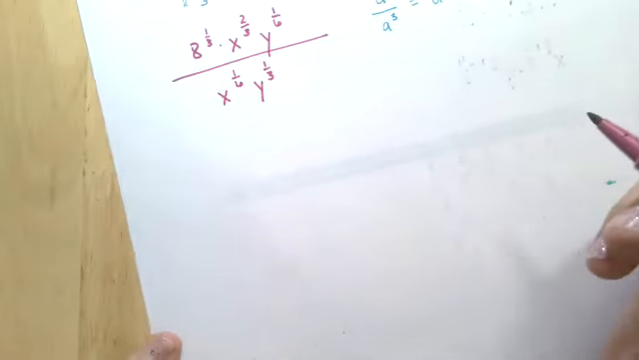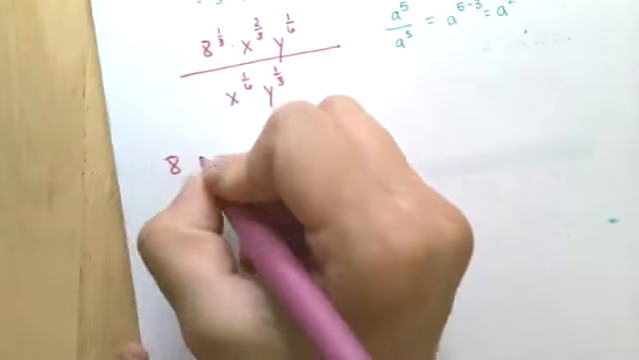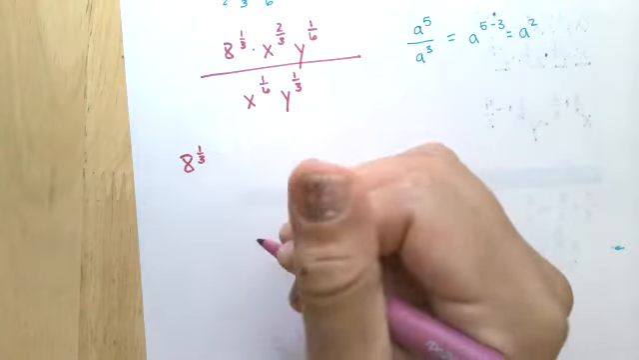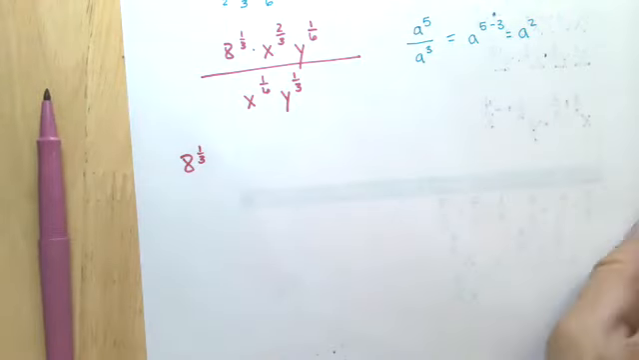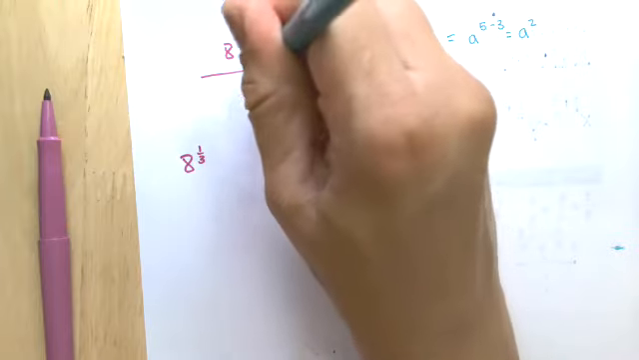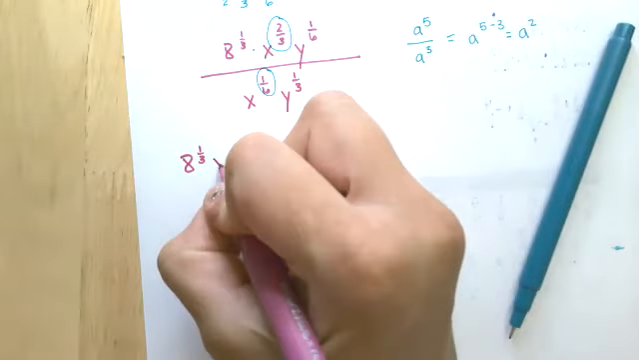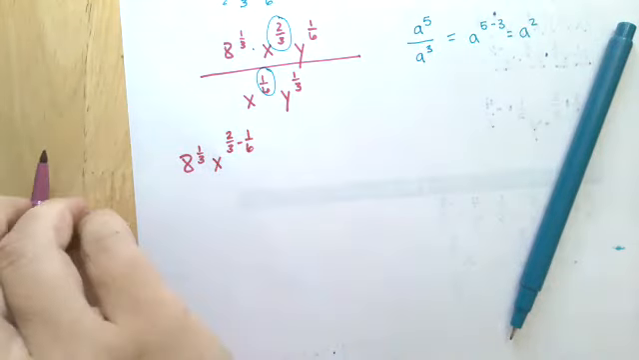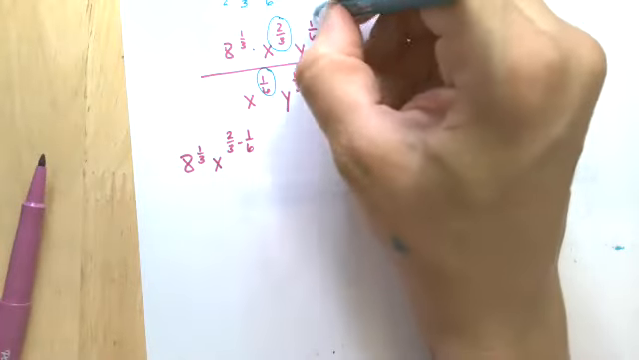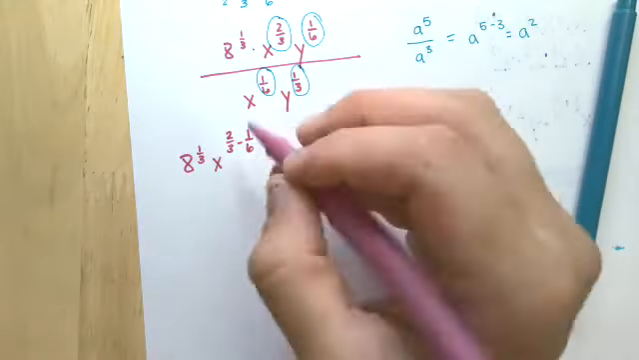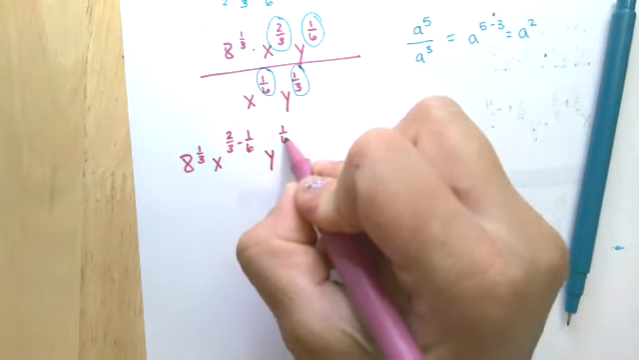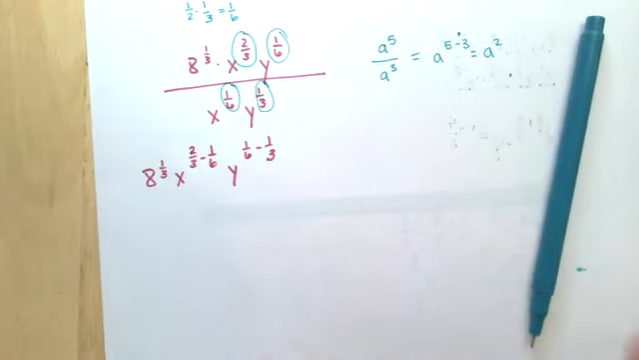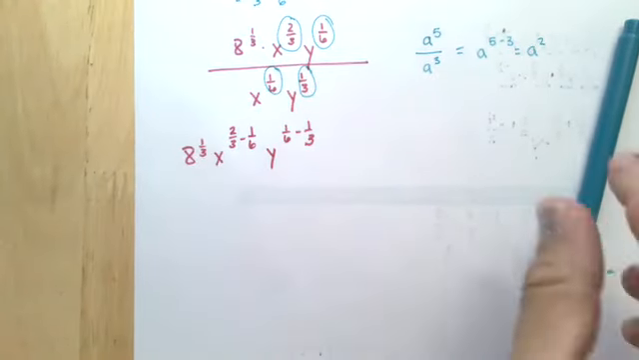8 to the 1/3 stays. 8 to the 1/3. x, we have a 2/3 minus a 1/6. x, 2/3 minus 1/6. y, we have a 1/6 minus 1/3, right?